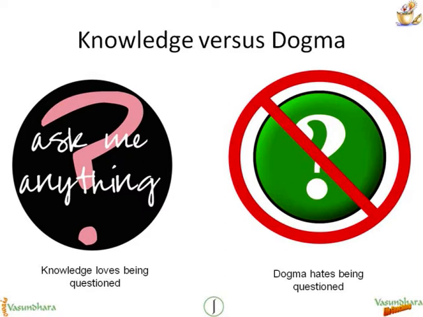So, you tell a scientist that his most favorite theory is wrong because of so and so evidence, he's going to be very happy. A true scientist is going to thank you, because he would say, oh, I was believing in something wrong all along. Thank you for correcting me. A truly knowledgeable person always welcomes all kinds of questions. On the other hand, dogmatic people only allow you some kind of questions. There are several kinds of questions which you simply cannot ask.